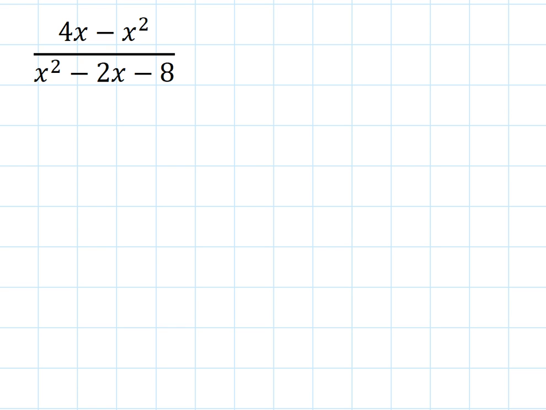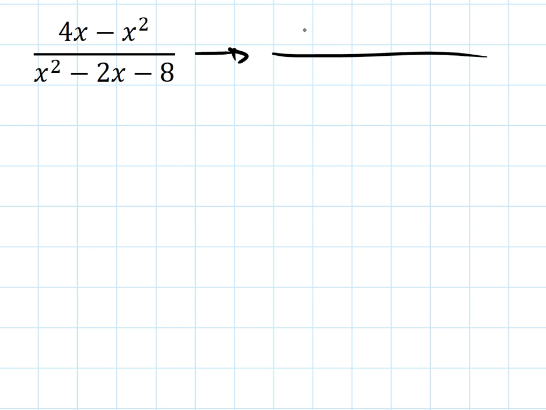With this rational algebraic expression, again, we're going to factor the numerator and denominator to see if there are any common factors that we can eliminate. And also, in factored form, we'll be able to tell any restrictions on the domain, that is, values of x that aren't allowed because they would cause division by zero errors.